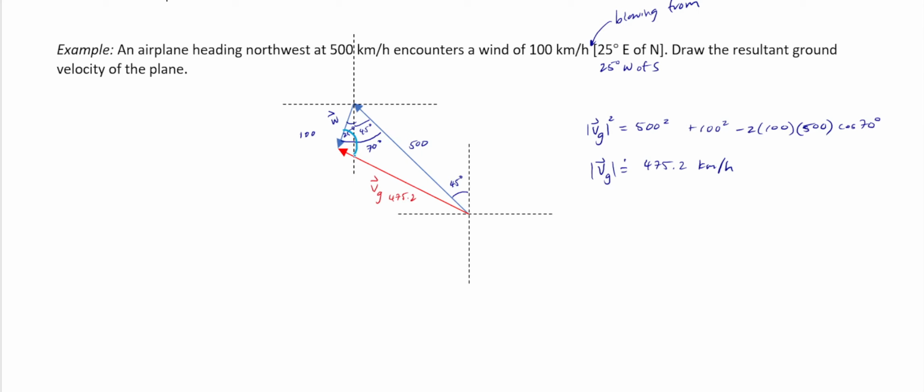This angle between this side right here and this side right here, I'm going to call that theta. In order to find theta, I'm going to use my sine law. So I'm going to say sine theta over 500 is equal to sine 70 over 475.2.